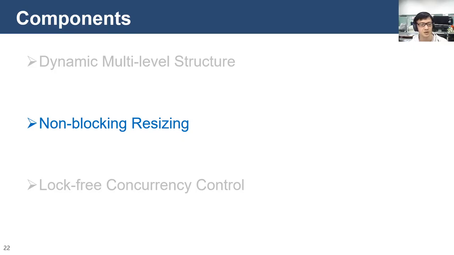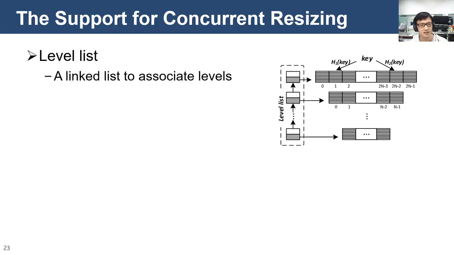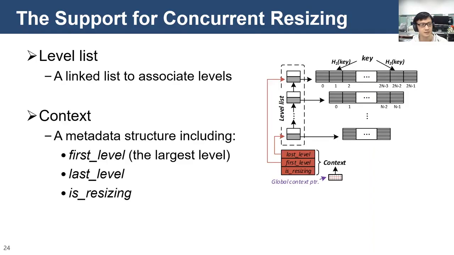Let's begin with the non-blocking resizing. In order to support concurrent resizing, we define level list and context in Clevel hashing. A level list is a linked list to associate different levels. The context is a metadata structure with 2 pointers and a Boolean flag, including first level, last level, and is_resizing. The first level and the last level are interpreted as the level with the most buckets and the least buckets respectively.